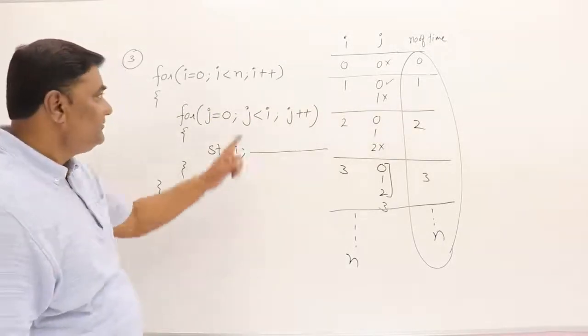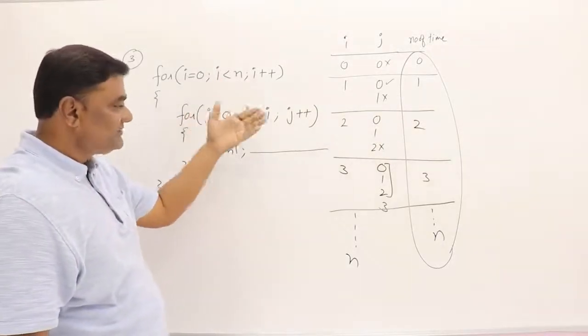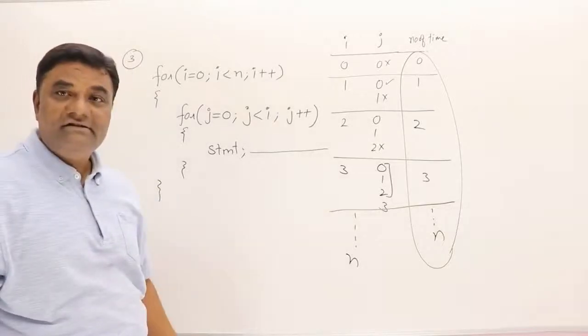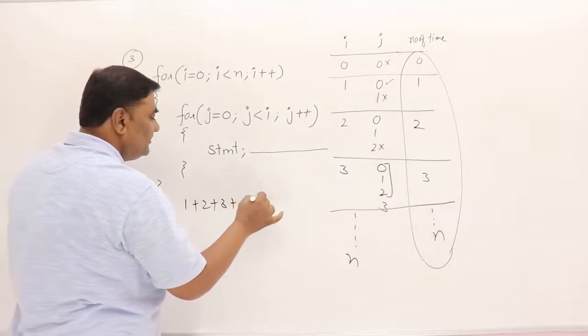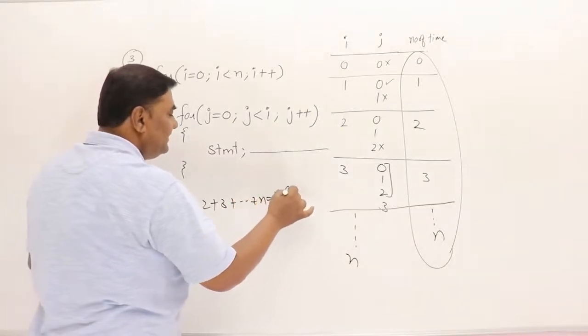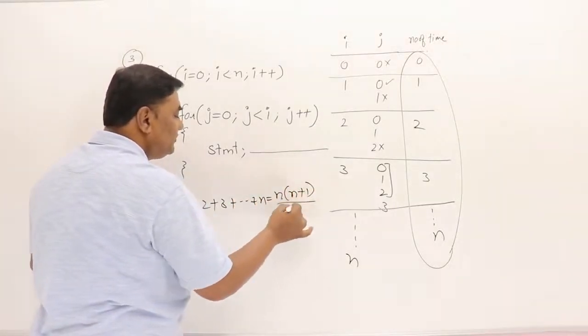Right? So I'm assuming that it is going till n, though it is not till n, it is less than n. How much is that? 1 plus 2 plus 3 goes on to n. This is nothing but n into (n plus 1) by 2.